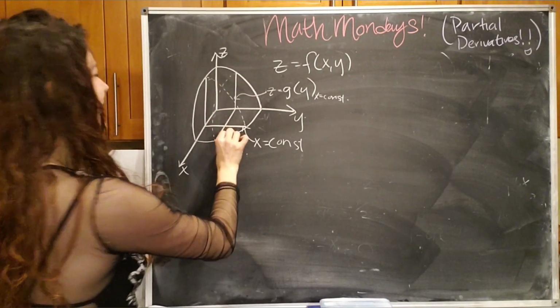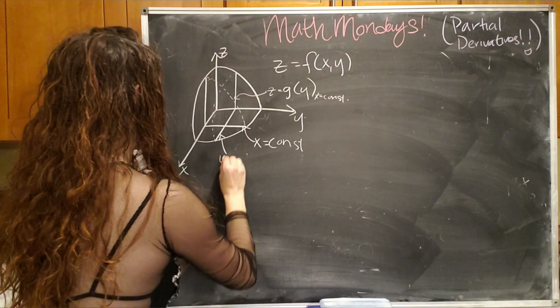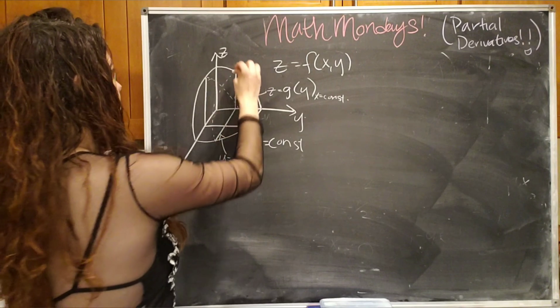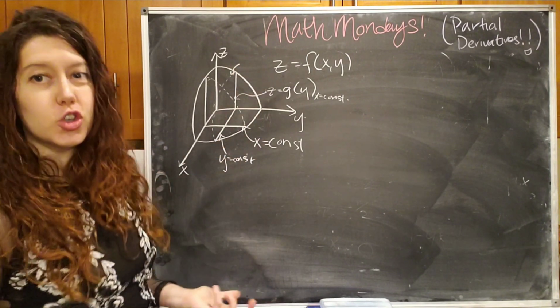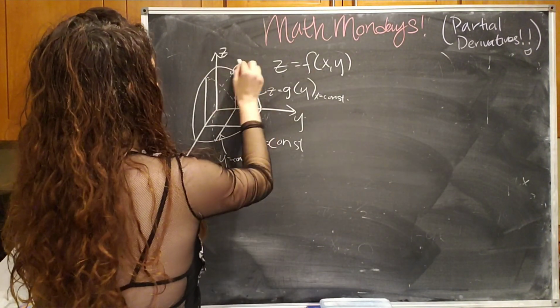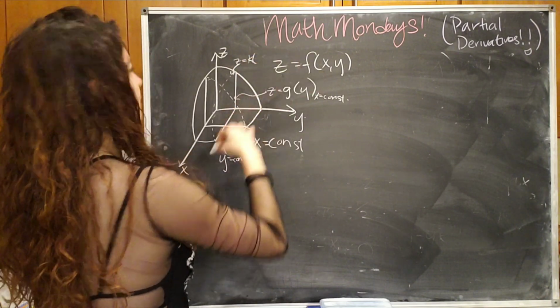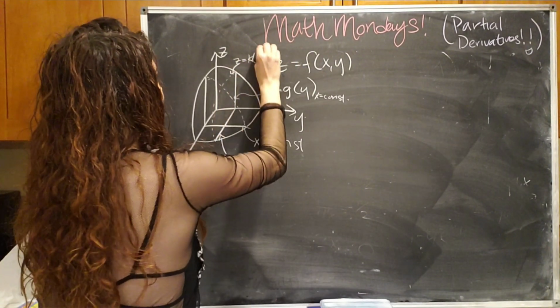Okay, and then in this case, y is constant. And this curve on the front is some function of x. So z equals, I don't know, k of x. That's kind of a funky letter to choose, but that's fine.